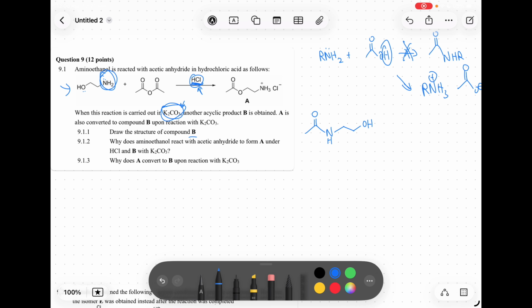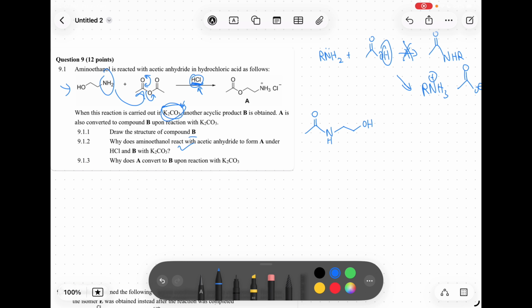Now, under basic conditions, obviously this protonation doesn't occur. So we know that NH2 is a stronger nucleophile than OH. So this is going to be the one that attacks the carbonyl group, causing the substitution to occur. Okay, now we have answered part 1 of the question.